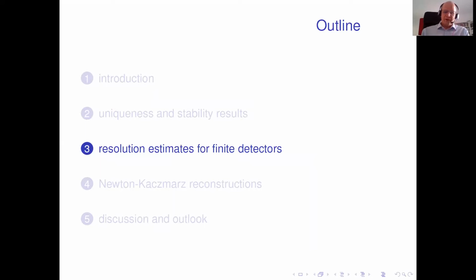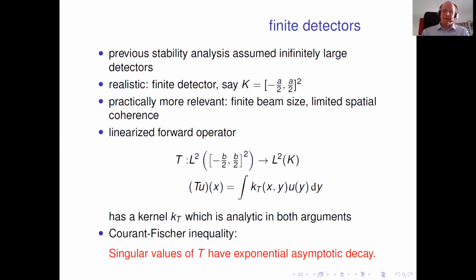So yeah, now as I already said, this analysis that I presented is based on the assumption that we have infinitely large detectors, which is obviously not realistic. And actually, practically, the problem is not so much that you cannot build larger detectors, but you have a finite beam size and also limited spatial coherence. So the area in which the modeling assumption is satisfied is bounded.